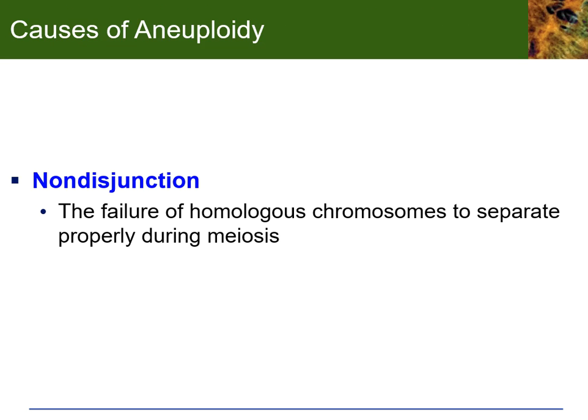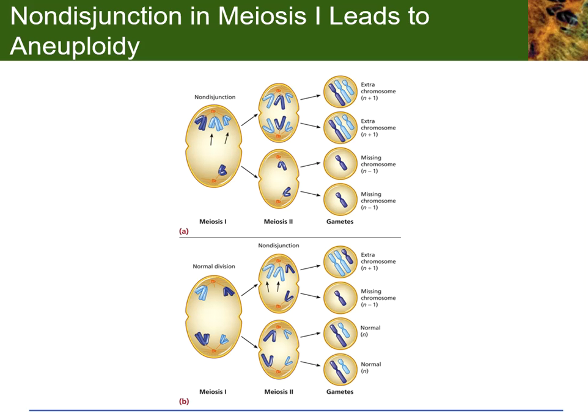Cases of aneuploidy can lead to non-disjunction, or the failure of homologous chromosomes to separate properly during meiosis. Here are some pictures of meiosis leading to aneuploidy. You can see how it happens if you follow these diagrams. Take a look at them closely.